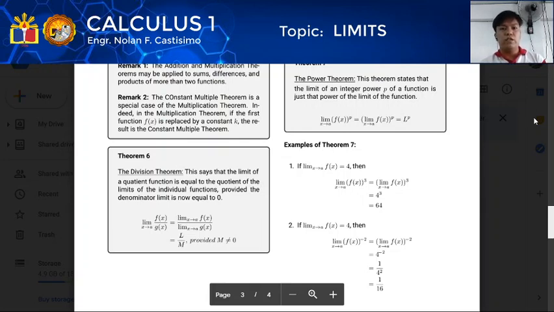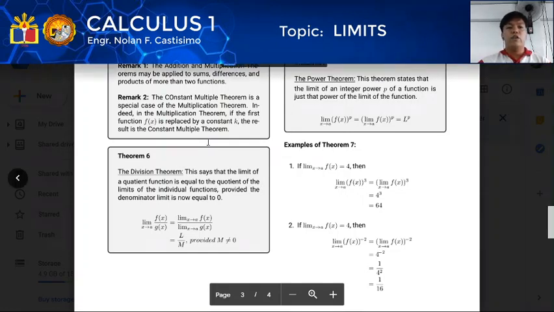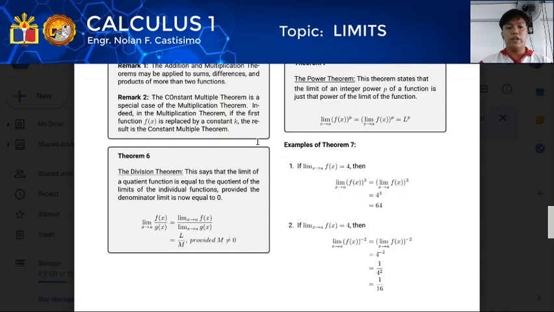So, proceed na tayo dito sa Theorem 6, and previously we discussed about the limits theorems, Theorem 1 up to 6. So, dito naman sa Theorem 6 natin, we have the division theorem. This says that the limit of a quotient function is equal to the quotient of the limits of the individual functions, provided the denominator limit is not equal to 0. So, our division theorem.